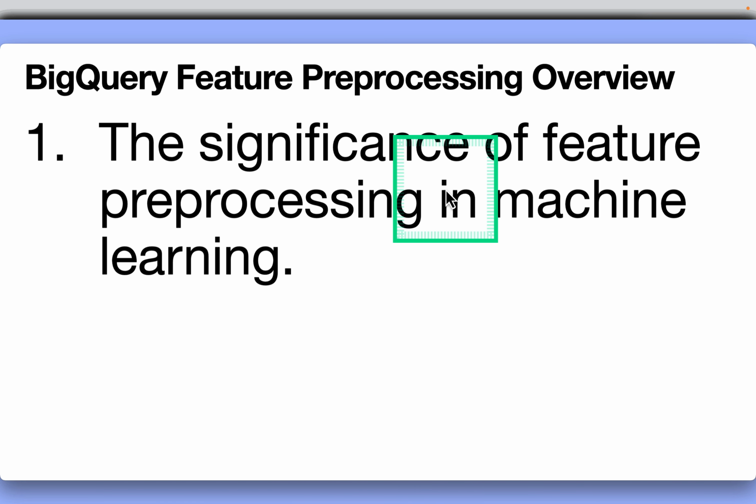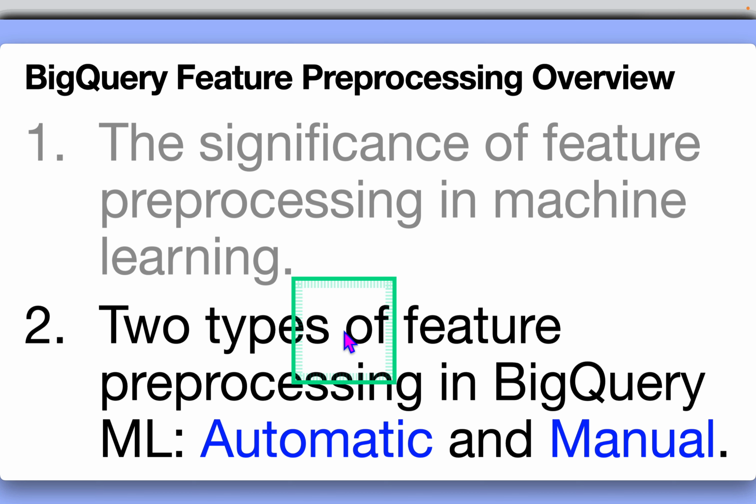Feature pre-processing, including feature creation and data cleaning, is a crucial step in developing a machine learning model. It is often referred to as feature engineering. BigQuery ML facilitates feature pre-processing by offering two types. One is automatic pre-processing, which is carried out during training, and second is manual pre-processing, which can be done using the transform clause in the create model statement or by using pre-processing functions on the training data before creating the model.